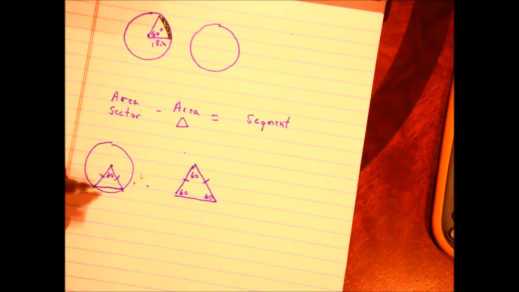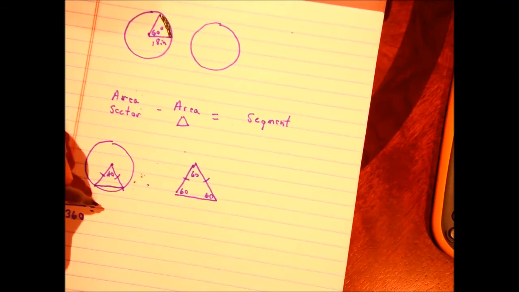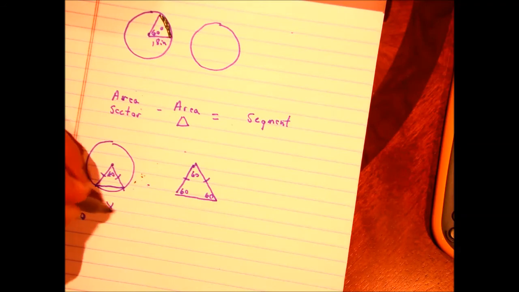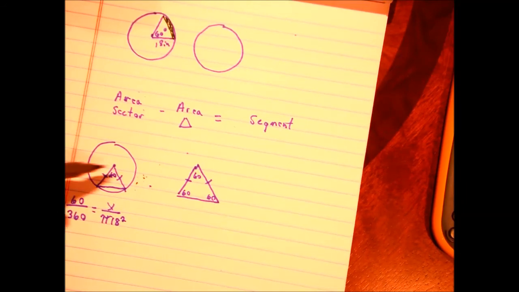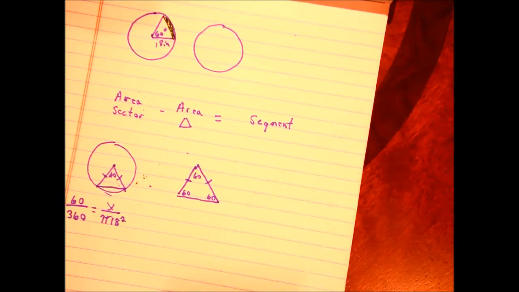But right now, I find the area of that sector. So first I drew the original picture, and I find the area of the sector, which would be 60 over 360 equals x over pi 18 squared. So I'm finding the area of the sector first. That would be the whole thing, the entire pizza slice. Then I'm going to eat the pizza and leave the crust. All right, so I cross multiply and solve, and you keep it in terms of pi. Please keep it in terms of pi.